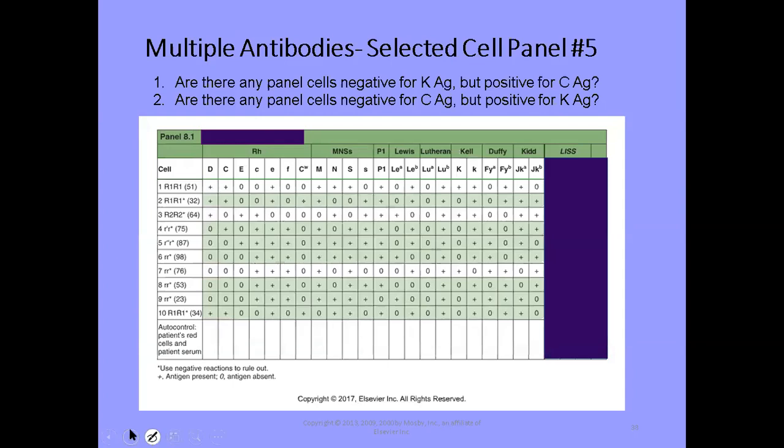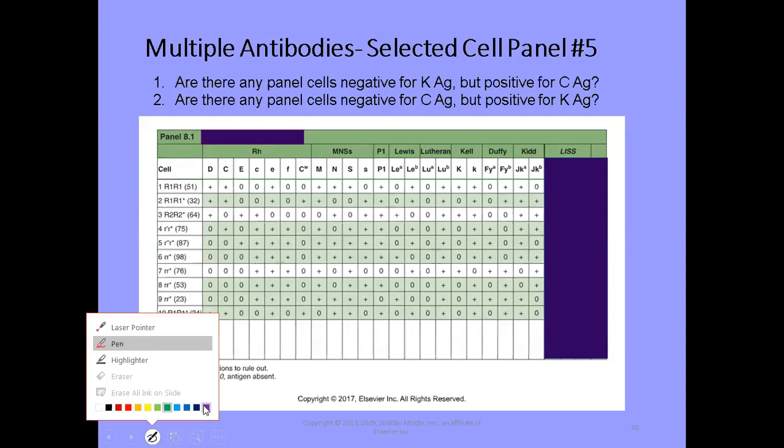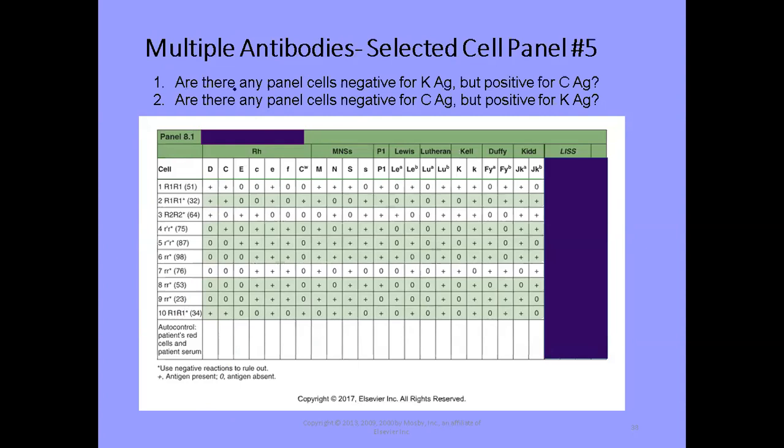Okay, so I picked this panel, and I want you guys to help me. If we were in person, you would be helping me, but we know that's not happening, so we will try our best. All right, so first, are there any panel cells negative for K antigen but positive for C? So we're going to look at our K. Well, here's one that's negative for K, but we have to go over and see. That's not going to work because it has big C as well. Here is big K. Let's see, yes. Okay, so that's going to work.